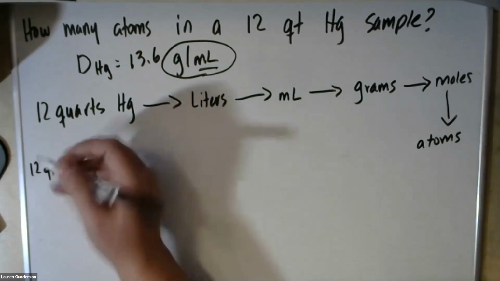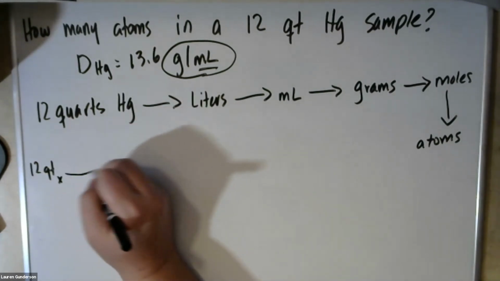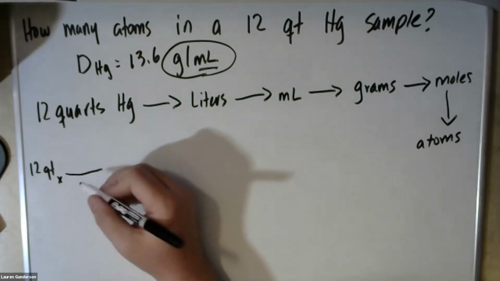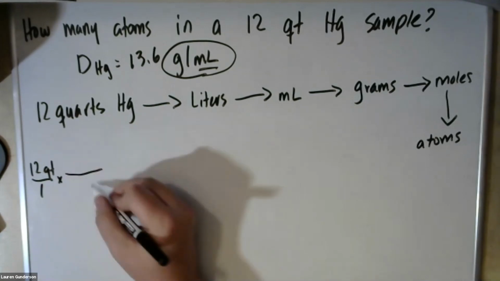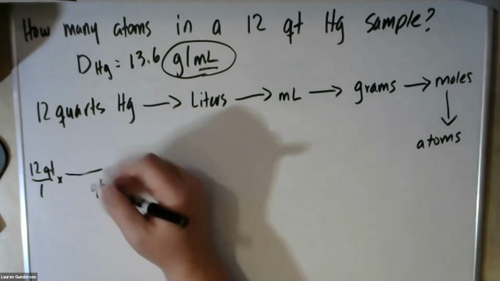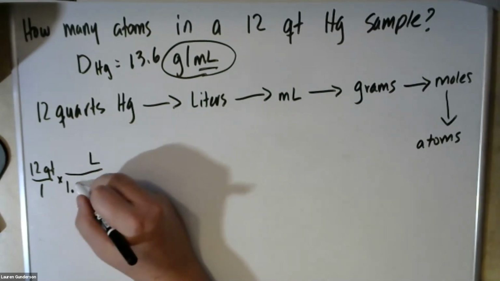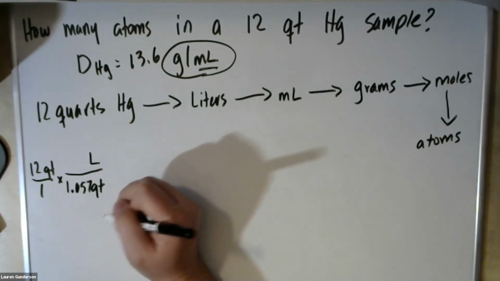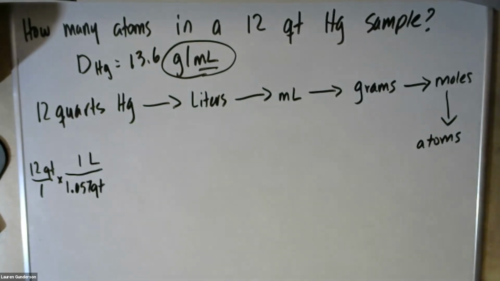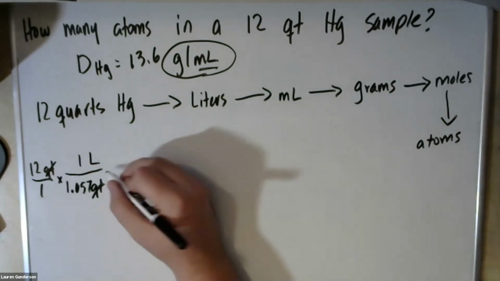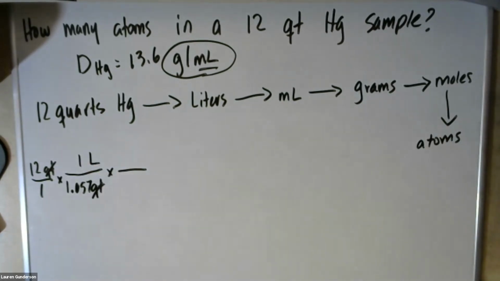So I'm starting here with 12 quarts. And the first thing I'm going to do is look at table 1.3, and I see that there are 1.057 quarts in every 1 liter. I know that my quart unit is going to go on the bottom because it has to cancel out, and liter is going to go up on top. So there are 1.057 quarts in 1 liter. That's 1.057.